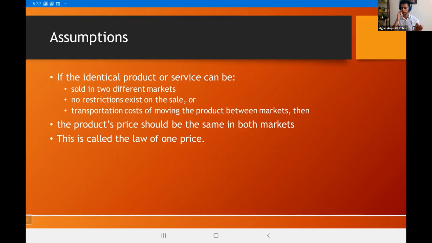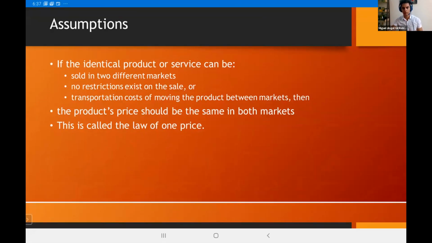In the case of Mexico, in that example, the burger became more expensive and people didn't buy it in Mexico. They preferred to buy it in the US, demanding more dollars and then making the dollar more expensive. But this theory has 3 assumptions that don't work in real life. These 3 assumptions are here in the presentation.